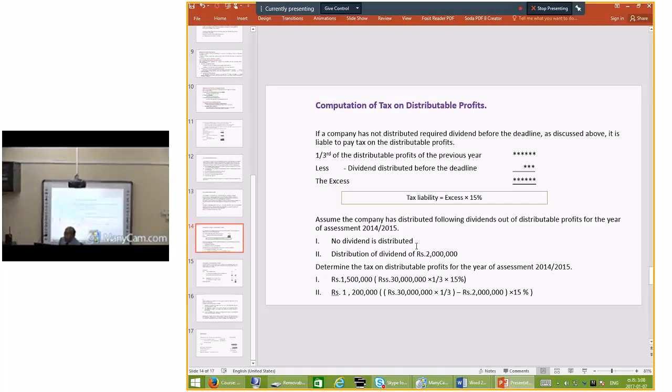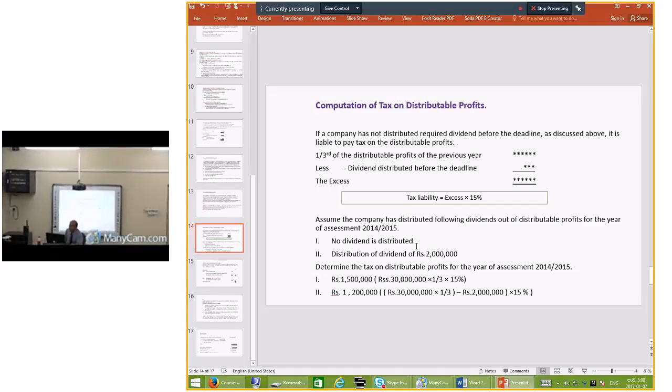In such a situation, the dividend tax is computed as follows. Since they have not declared 1/10 of the distributable profit of the previous year, the first step is we take 1/3 of the distributable profit. 1/3 equals 10 million.